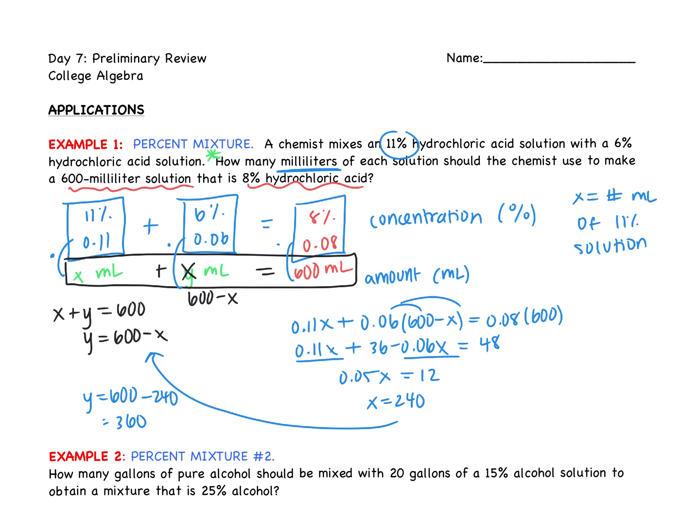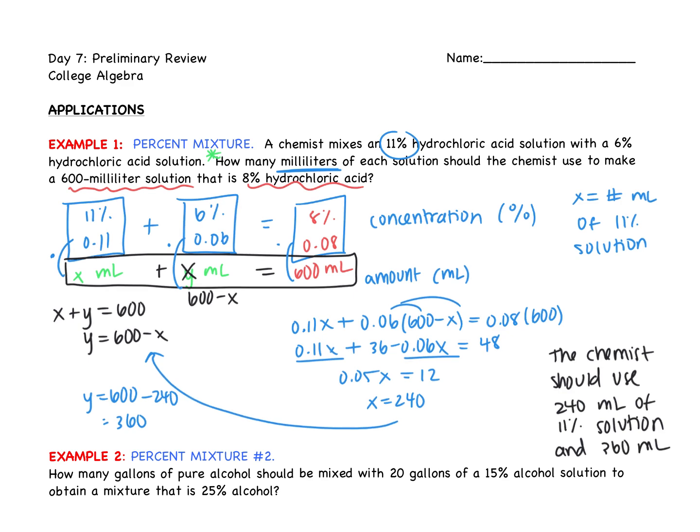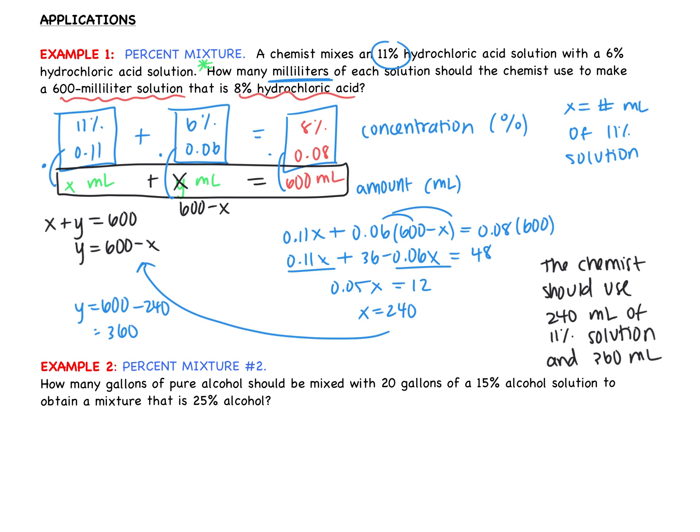For every word problem, I do require that you write a sentence telling me what your answer is. So we're going to say the chemist should use 240 milliliters of 11% solution and 360 milliliters. Oops, I kind of ran out of room. Of the 8% solution.